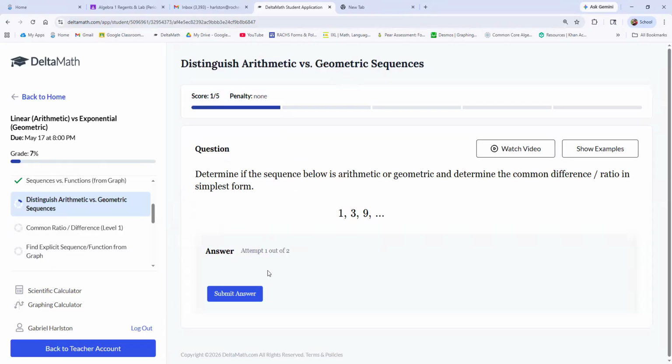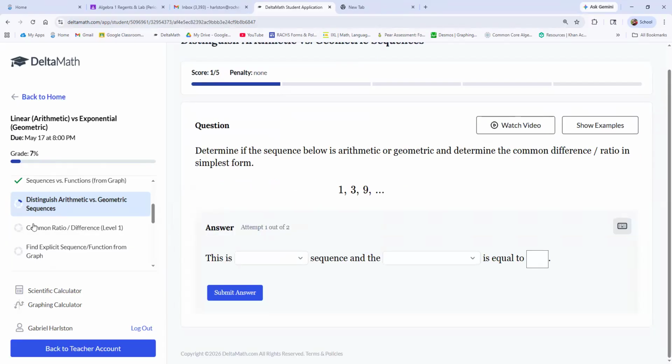Okay, first thing you should do is always check to see if it's linear or arithmetic. So what I'm going to do is 3 minus 1 is a -2. Actually, 3 minus 1 is a +2. 9 minus 3 is a +6. So this is not linear. It's not arithmetic. So I can go back and I can erase this.